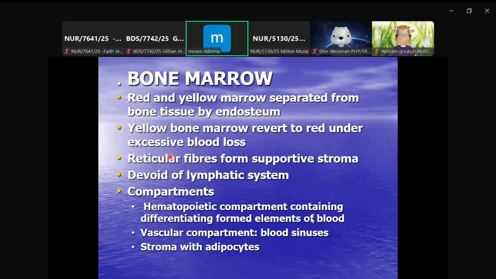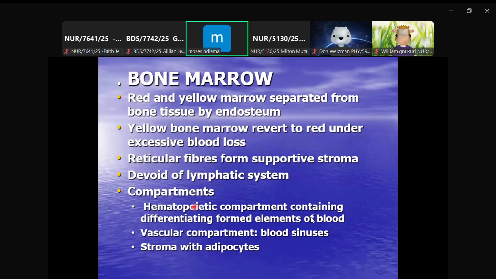So we have a polychromatophilic erythroblast, which differentiates to form orthochromatophilic erythroblast. Now, at this stage of orthochromatophilic erythroblast, we have been talking about changes within the cytoplasm, but we also have the changes in the nucleus.